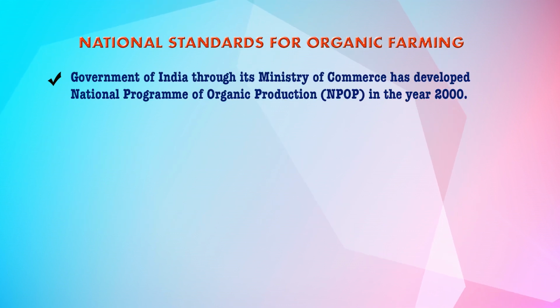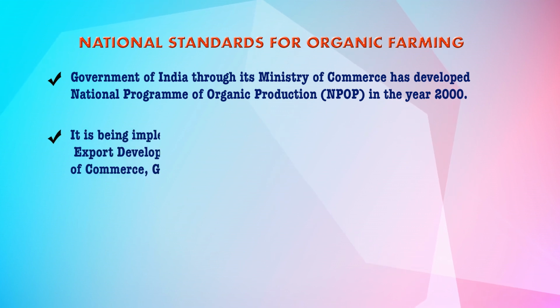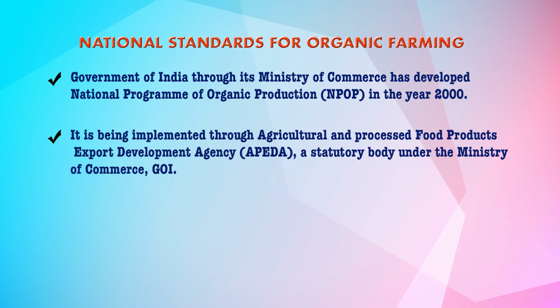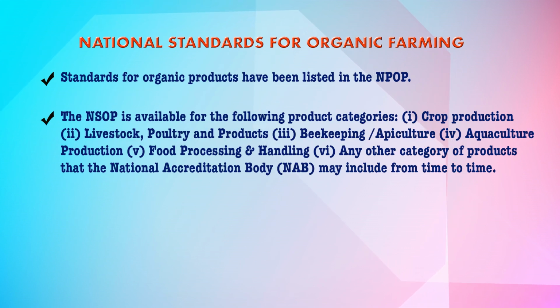The Government of India through its Ministry of Commerce has developed the National Program of Organic Production (NPOP), and this was in the year 2000. It is being implemented through the Agricultural and Processed Food Products Export Development Agency, which is a statutory body under the Ministry of Commerce.